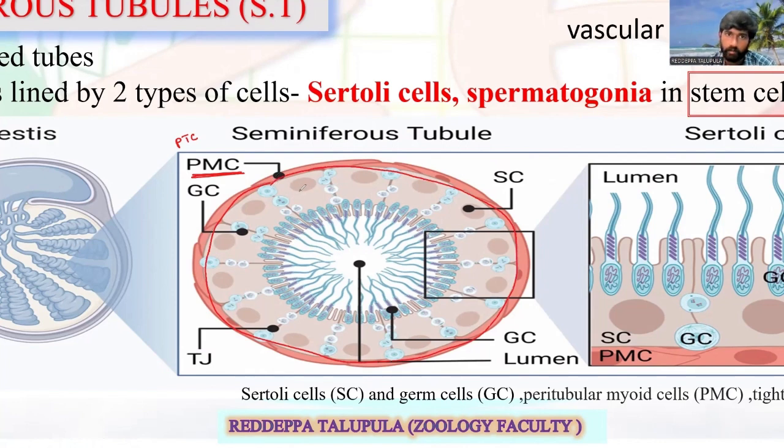Above that, there will be the seminiferous epithelium. This is divided into 2: Sertoli cells and spermatogonial germ cells, or spermatogonia. See, these are the spermatogonia cells and these are the Sertoli cells. It is the lumen inside. Okay, keep it in mind.